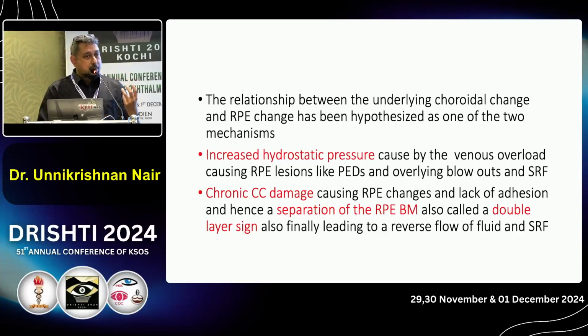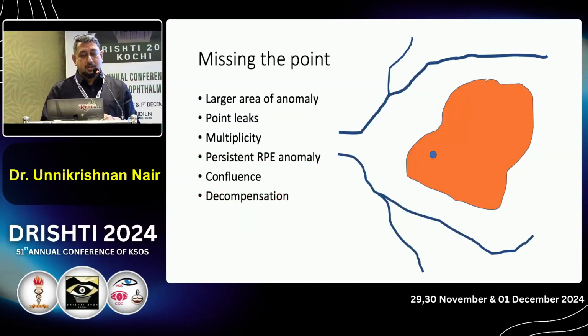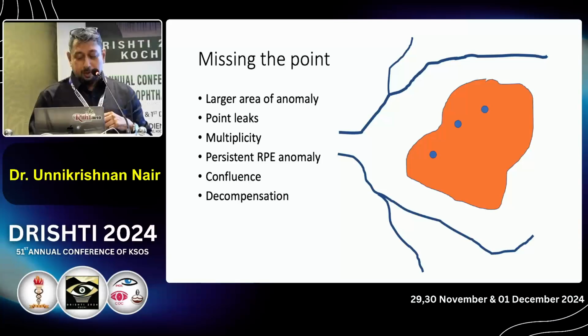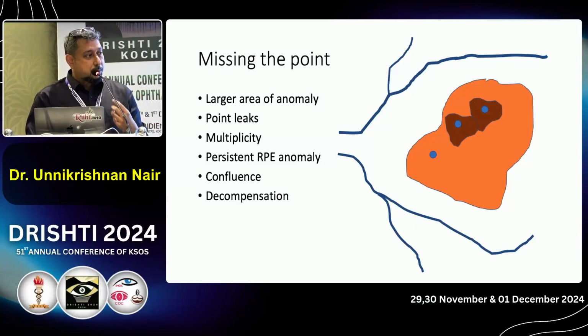But over time, something else happens. There is chronic damage to the inner choroid, thinning of the inner choroid, thinning of the choriocapillaris, which produces signs like the DLS or the double layer sign, where there's a small separation between the Bruch's membrane and the RPE. And there it causes RPE damage. So basically, CSR is not about point leaks. It's about a larger area of choroidal damage with smaller areas of RPE damage with overlying leaks.